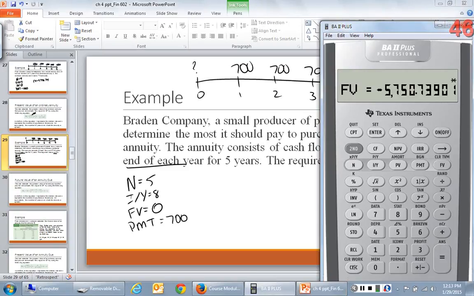So first step is to clear our time value of money. Okay, I had a student come in.